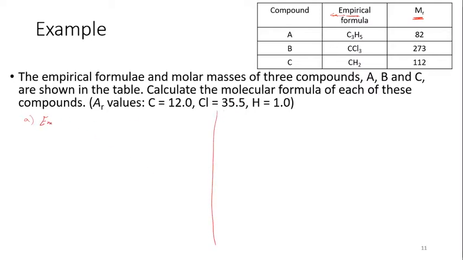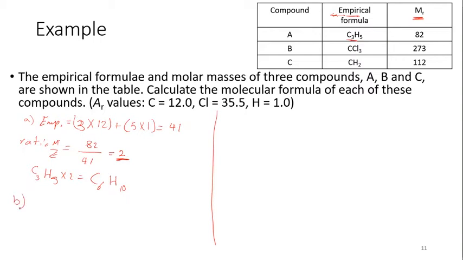my empirical formula would be equal to, I have 3 carbons, 3 multiplied by 12, plus I have 5 hydrogens, each one is equal to 1. So the sum for that would be equal to 41. Then I will find the ratio between the molecular formula and the empirical formula, which would be 82 divided by 41, which is equal to 2. This means I have to multiply my empirical formula by 2. So C3H5 by 2 would be equal to C6H10.